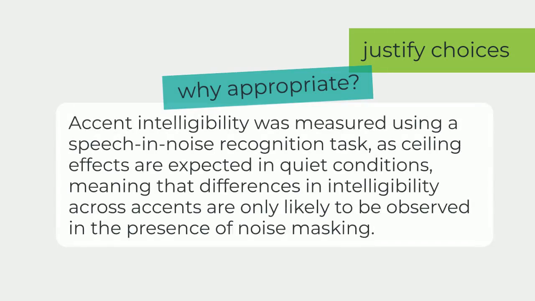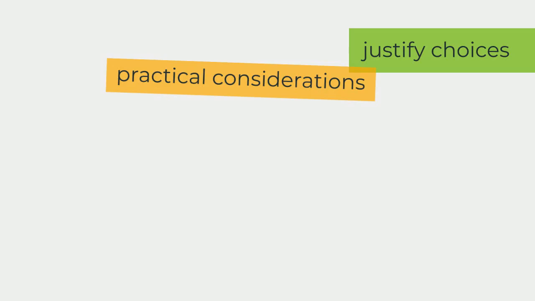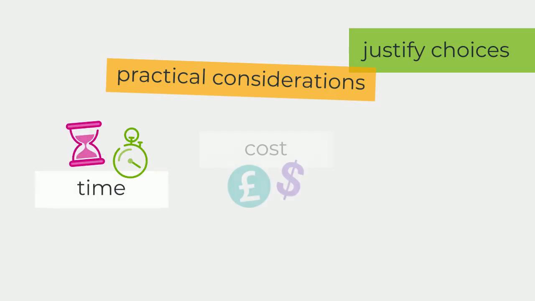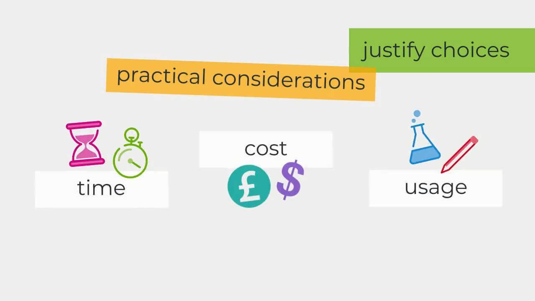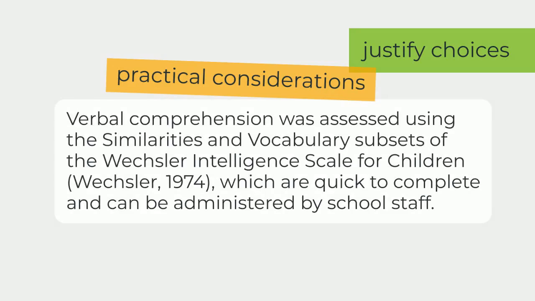For example, accent intelligibility was measured using a speech and noise recognition task, as ceiling effects are expected in quiet conditions, meaning that differences in intelligibility across accents are only likely to be observed in the presence of noise masking. There may also be practical considerations that justify your methods or materials choices, like time, cost, or how a tool is used. For example, verbal comprehension was assessed using the similarities and vocabulary subsets of the Wechsler Intelligence Scale for Children, Wechsler 1974, which are quick to complete and can be administered by school staff.